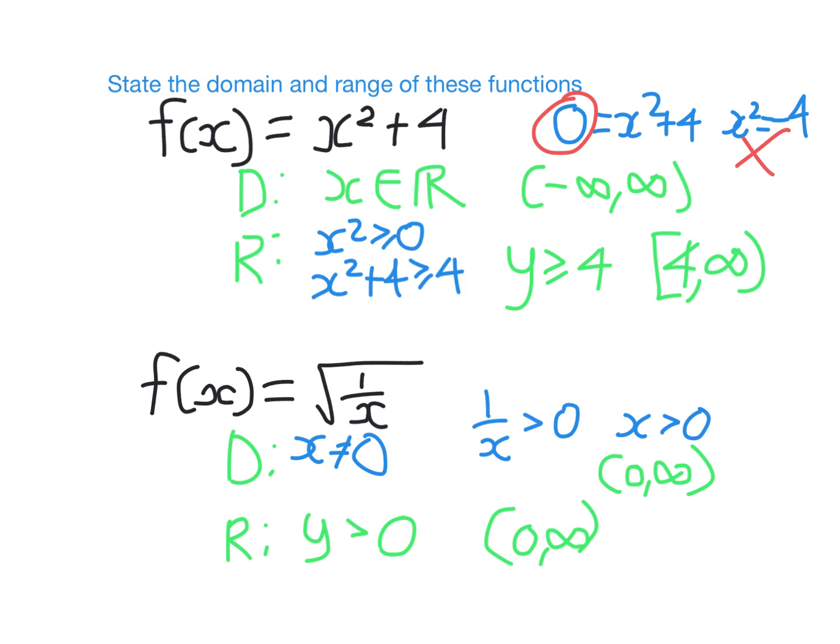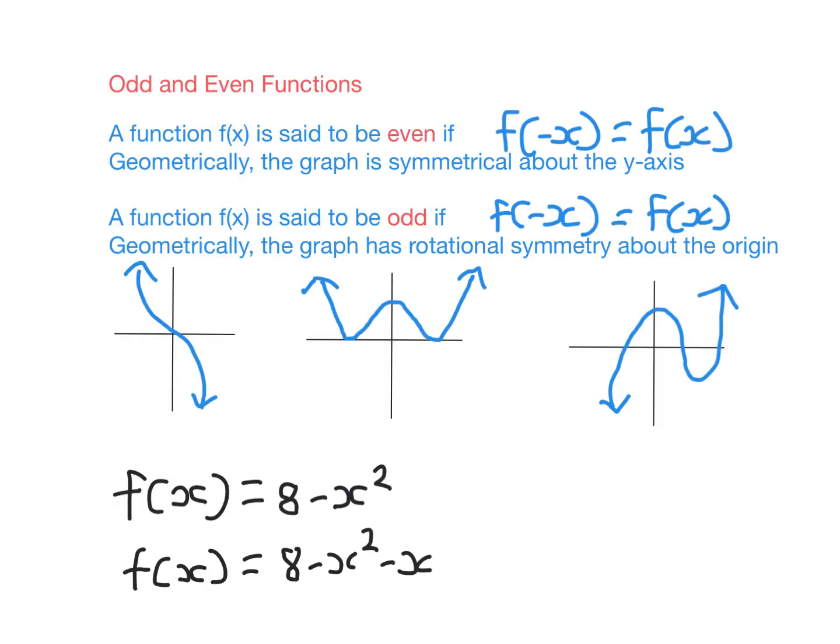All right, one last thing. Let's look at odd and even functions. So a function is said to be even if this rule holds. A function is said to be odd if this rule holds. So firstly, we're going to look at determining whether a function is odd, even, or neither from its graph. So if the function's even, it's symmetrical about the y-axis. This graph here is symmetrical about the y-axis, and so it must be an even function.